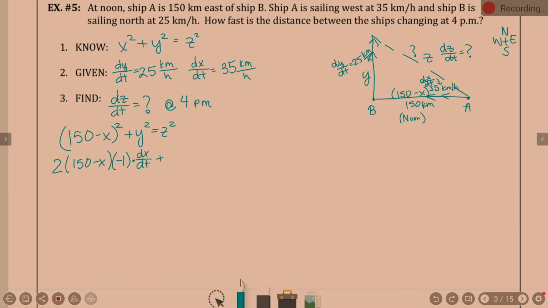Plus derivative of y squared: 2y dy/dt equals derivative of z squared: 2z dz/dt.